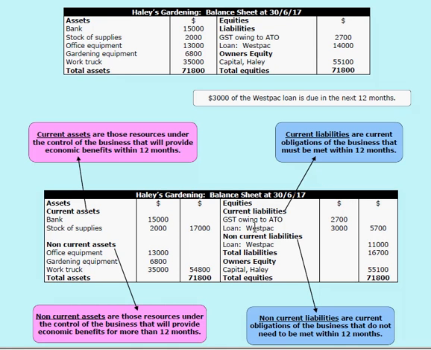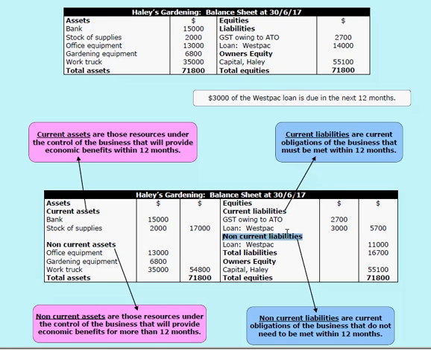And have a look at the right hand side of the balance sheet, the liabilities. You'll see a heading there, current liabilities. Current liabilities are those obligations of the business that must be settled within 12 months. And one of the most common current liabilities is the GST that is owing to the Australian Taxation Office. And also loans that are payable within the next 12 months. So in this case, $3,000 is payable to the Westpac within 12 months, therefore it qualifies as a current liability. So current liabilities are current obligations of the business that must be met within 12 months. That's the definition of a current liability.